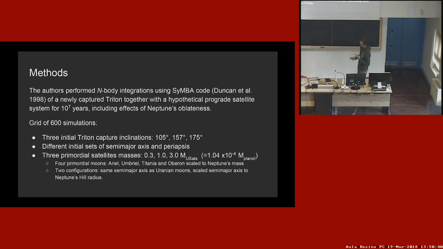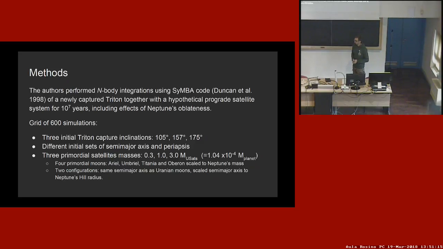And they tried different sets of semi-major axis and periapsis of the captured Triton, and 3 sets of primordial satellite masses, so 0.3, 1, and 3 masses of the Uranian satellites, which are our case of reference, because as you know, Uranus and Neptune have quite similar masses. They differ by 15%, something like that. So if we assume that this 1.04 times 10^-4 mass of Uranus is applied also to Neptune.